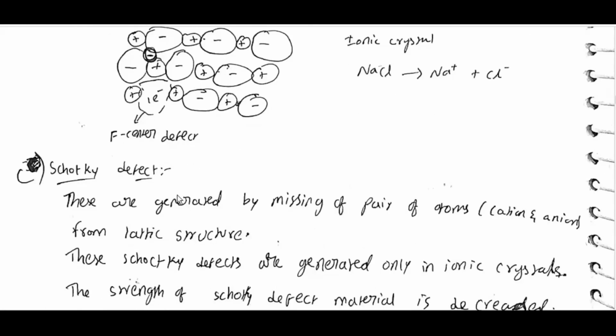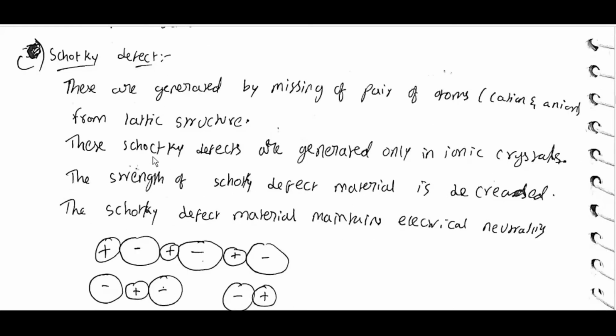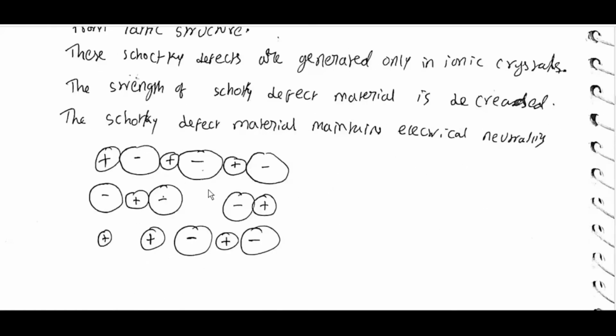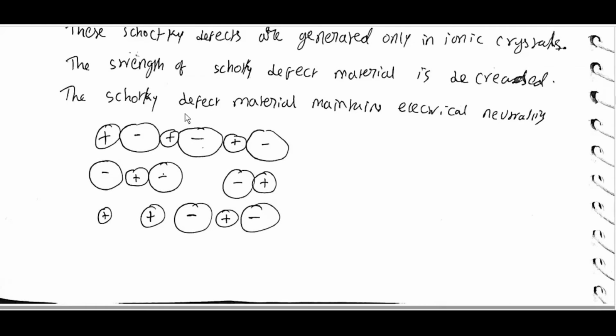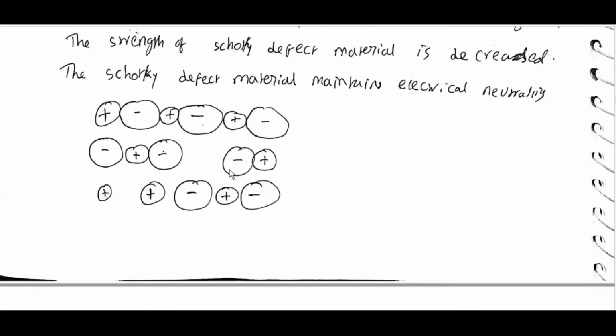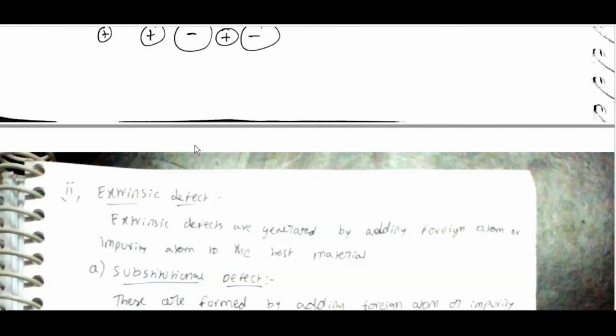Schottky defect. These are generated by a missing pair of atoms, a cation and an anion, from the lattice structure. These Schottky defects are generated only in ionic crystals. The strength of a Schottky defect material is decreased. The Schottky defect maintains electrical neutrality, because plus and minus are both missing.